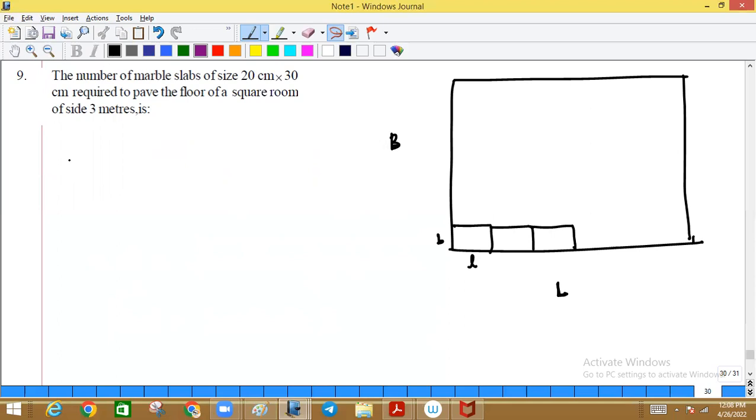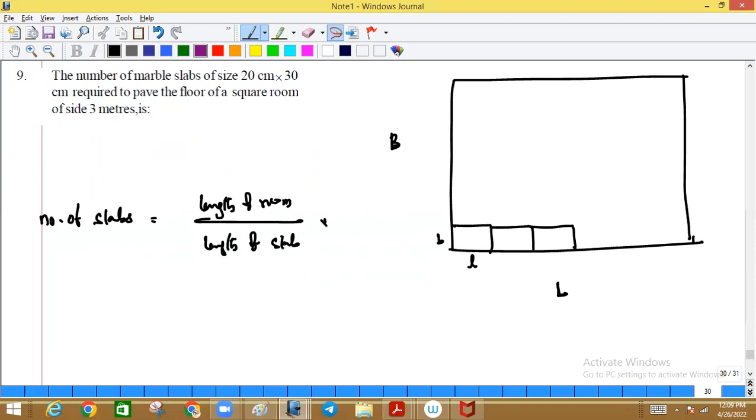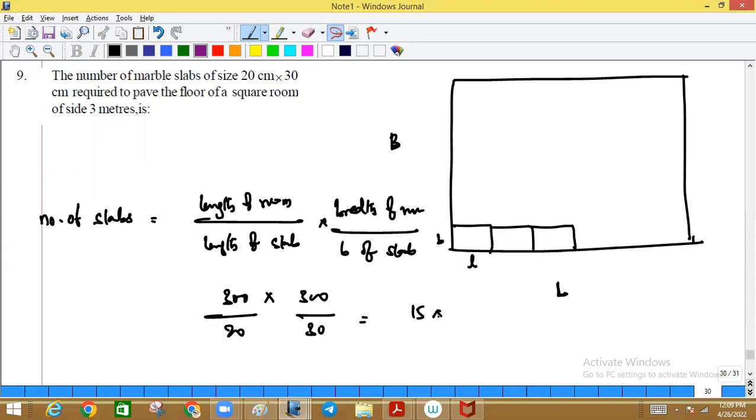Okay, so number of slabs is equal to length of room divided by length of slab, times breadth of room divided by breadth of slab. 300 centimeters, 300 centimeters, divided by 20, divided by 30. Along the length 15, along the breadth 10. Put together, how many slabs? 150. Why am I taking 300 and 300? Because it is in centimeters. So take 3 meters as 300 centimeters and 300 centimeters.